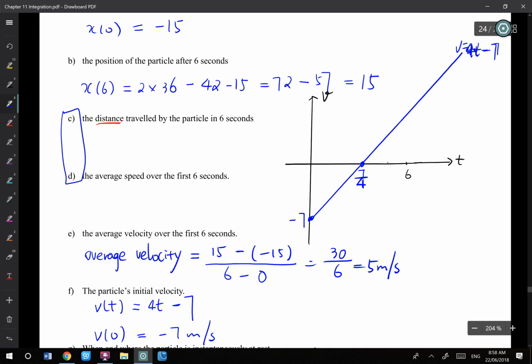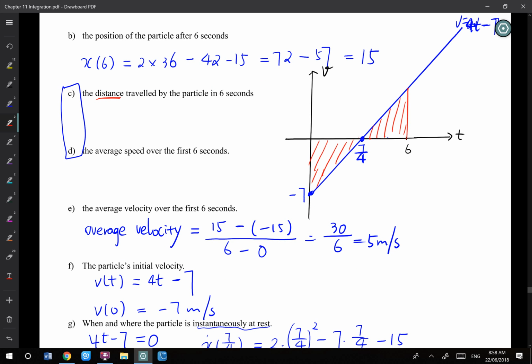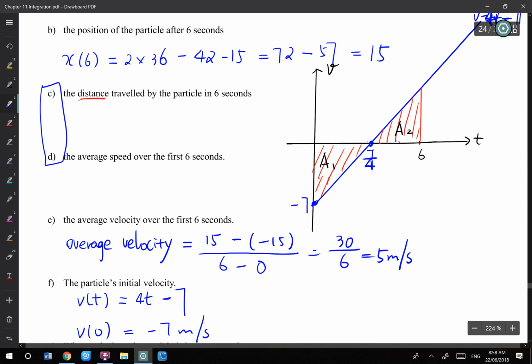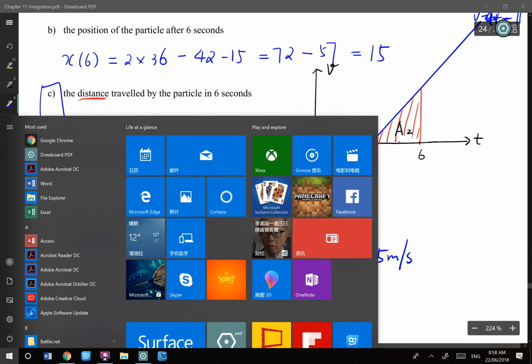So for the first 6 seconds, it's the area here and the area here. It's those two areas. If I add those two areas, that will give me the distance. So if I say this is A1, this is A2. I don't really need to use integrals. I can just directly use triangles to find that.